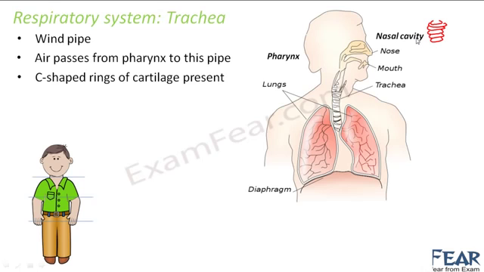So what is the purpose of this cartilage? It prevents collapsing of the trachea even if there is no air. Now suppose inside there is no air, the trachea is quite flexible, so there are chances that it can collapse down. It can shrink up. So in order to prevent that collapsing, these cartilages are present to give it some structural support. So what does this cartilage do? It prevents the trachea from collapsing when there is no air.